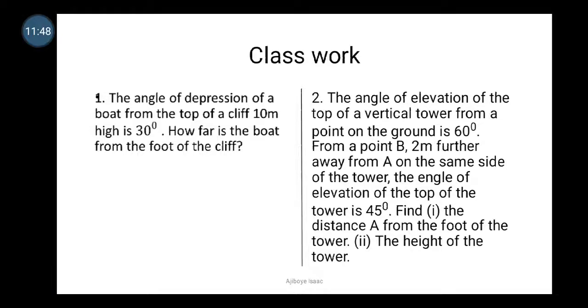The first thing to do is to first draw the angle of depression. Draw the vertical line representing the cliff. Okay. Then draw the angle of depression to represent the angle of depression to the boat. And then you know that you will form a right angle triangle. Label the sides of the right angle triangle. Determine which of the trig ratios to use and find the distance between the boat and the foot of the cliff. Do the same thing for question 2 and forward your attempts to my WhatsApp number.